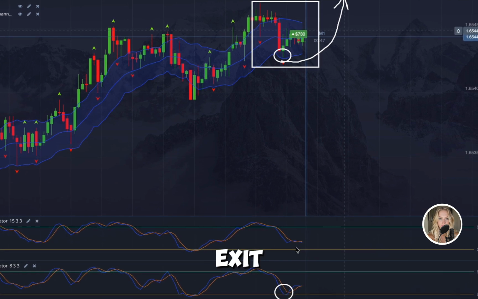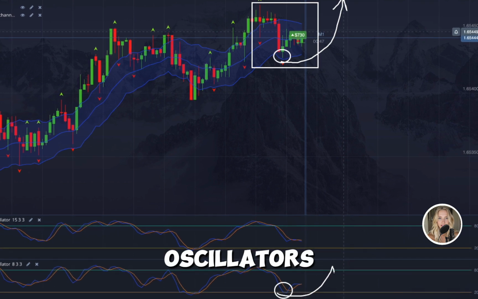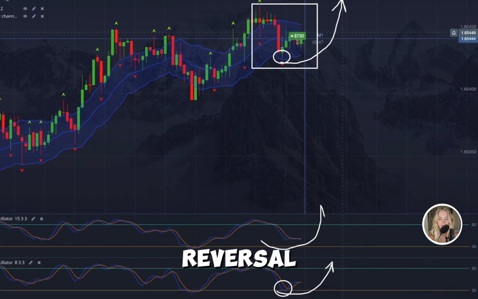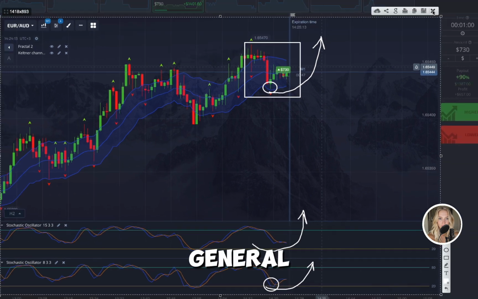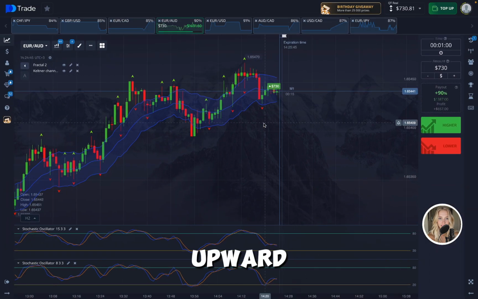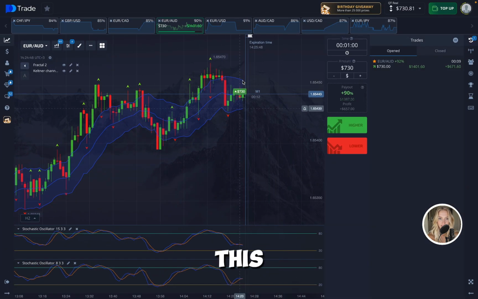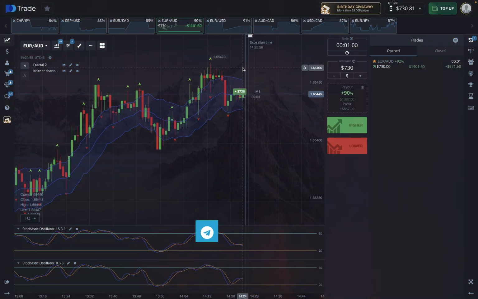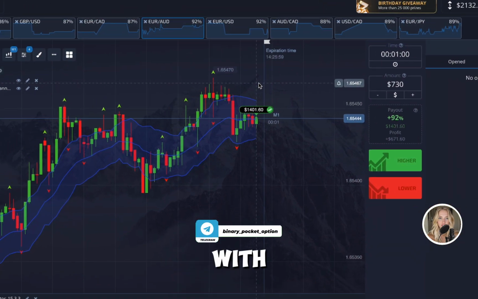I also see an exit from the oversold area on one of the oscillators, and on the second oscillator I see a reversal of the moving lines. In general, a good signal to open an upward trade. Let's look at the result of this transaction. And the second deal also closes with no problems.